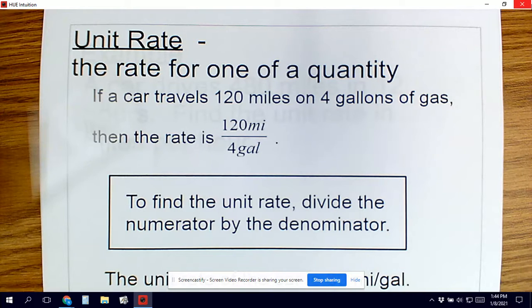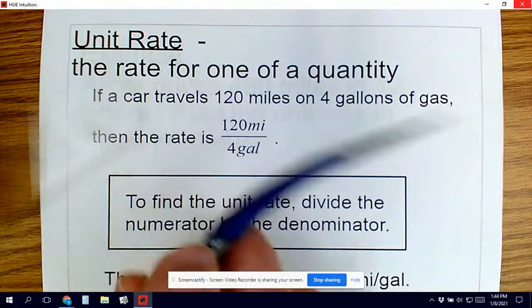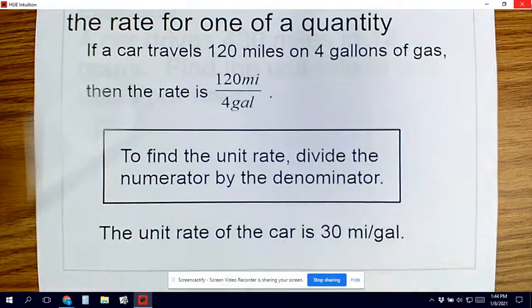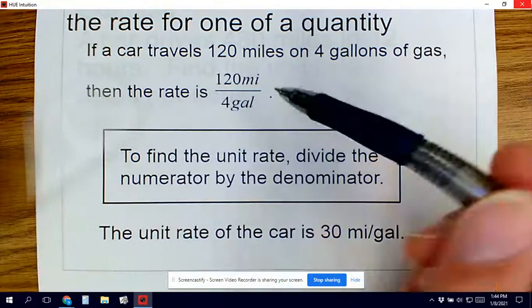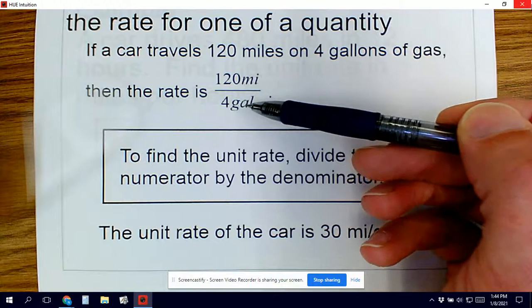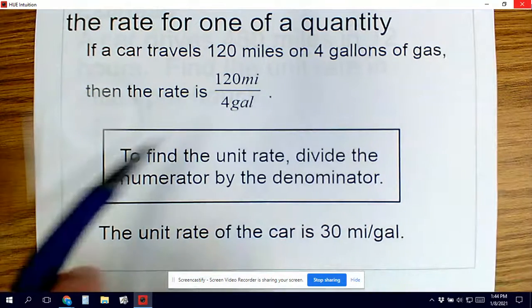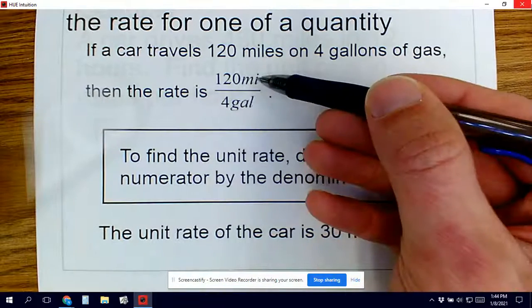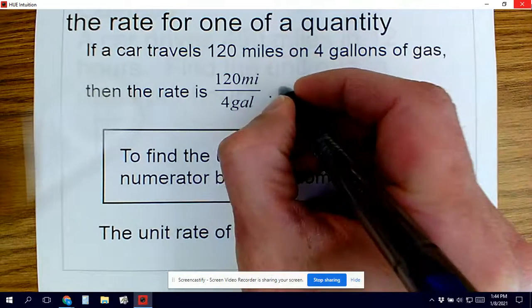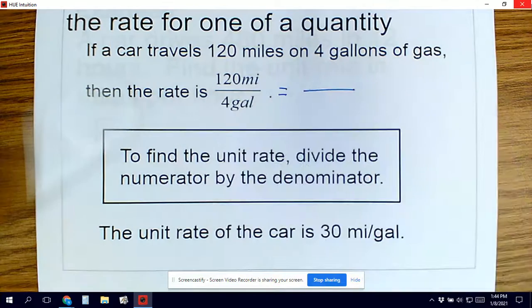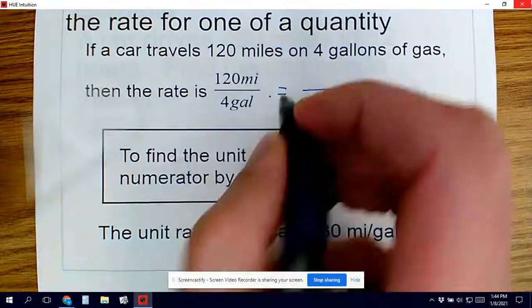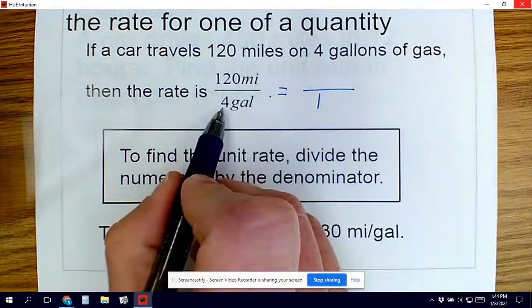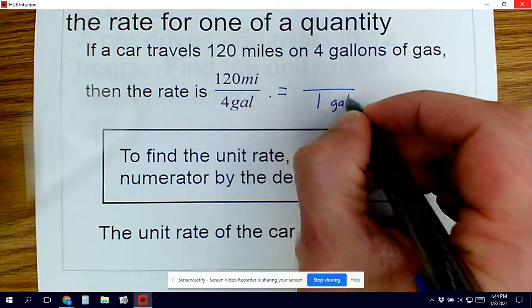Essentially, it means take the rate and reduce it until you are comparing to one of the second value in the ratio. So back to our car example. If a car travels 120 miles on 4 gallons of gas, we know that the rate is 120 miles to 4 gallons. Now, to make this a unit rate, we're going to divide the numerator by the denominator. Essentially, we want to create a new ratio where the bottom number or the second number in that ratio is a 1. So in this case, we want to go from 4 gallons to 1 gallon.